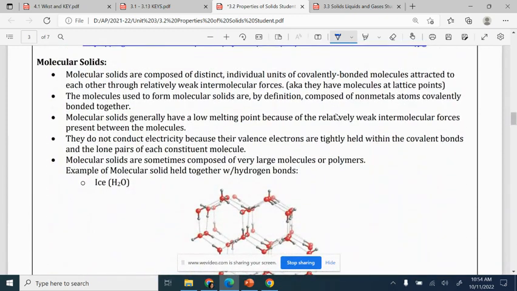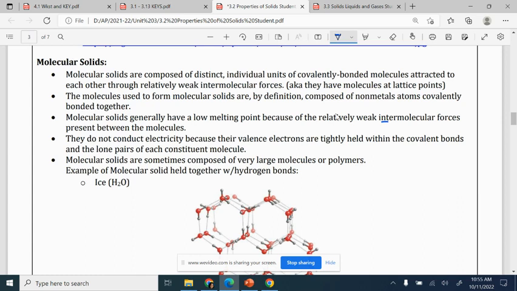All right. Molecular solids then are composed of distinct individual units. We call those molecules. That's where molecular solid comes from. They're going to have low melting points, and that is because they have relatively weak intermolecular forces, especially the ones that don't exhibit hydrogen bonding or dipole-dipole. They do not conduct electricity because their valence electrons are bound. They don't have any electrons that are available to move like the ionic compounds or the metallic compounds.